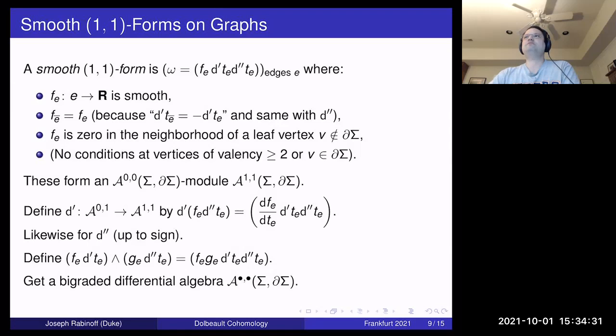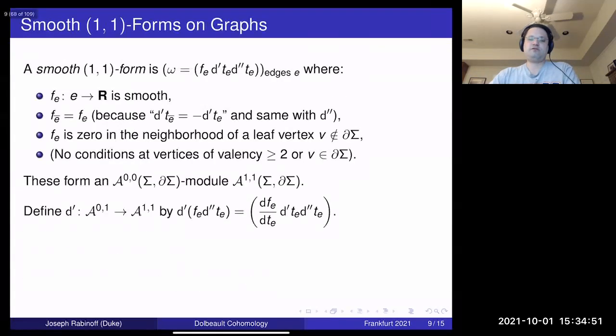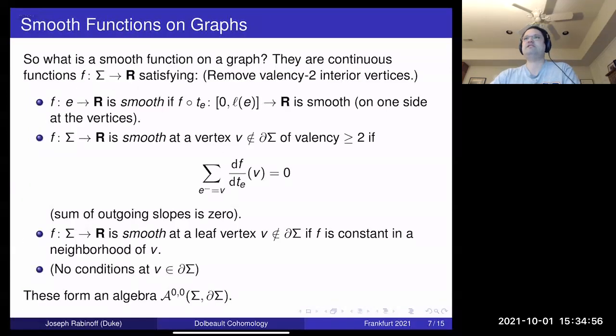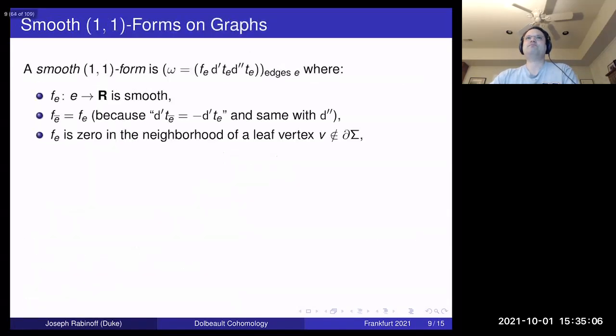There's essentially smooth functions on edges with some mild compatibility conditions at vertices. We also get an integration theory. Oh yes, Dimitri asks what smooth means. Yeah, a smooth function from a closed interval to the real numbers just means a C infinity function. That's right. A C infinity function from a closed interval to the real numbers, and it's got to be smooth on one side at the boundary, at the vertices.